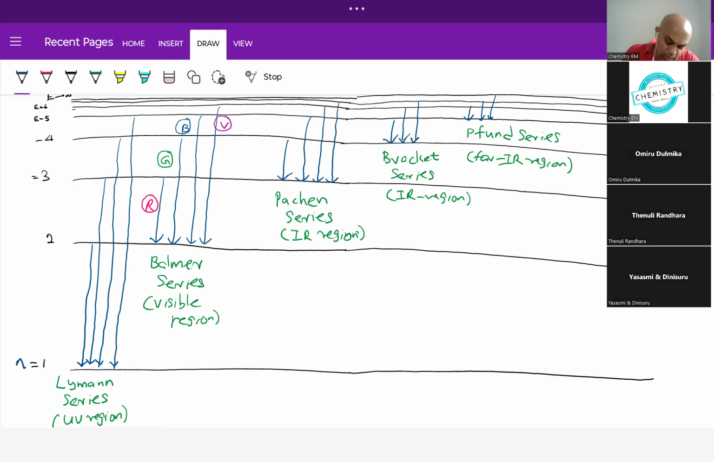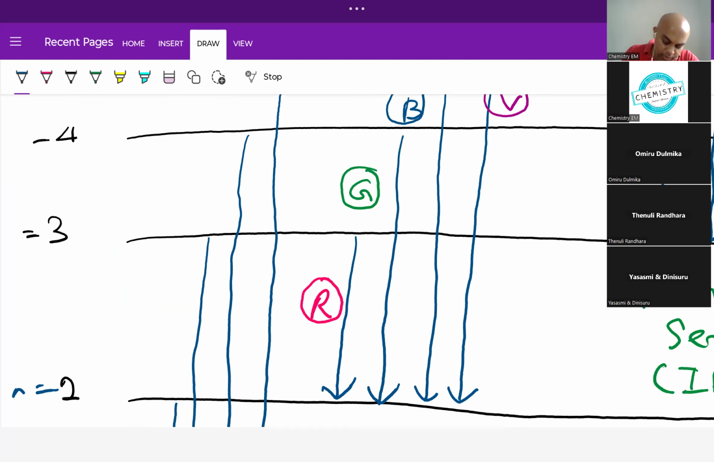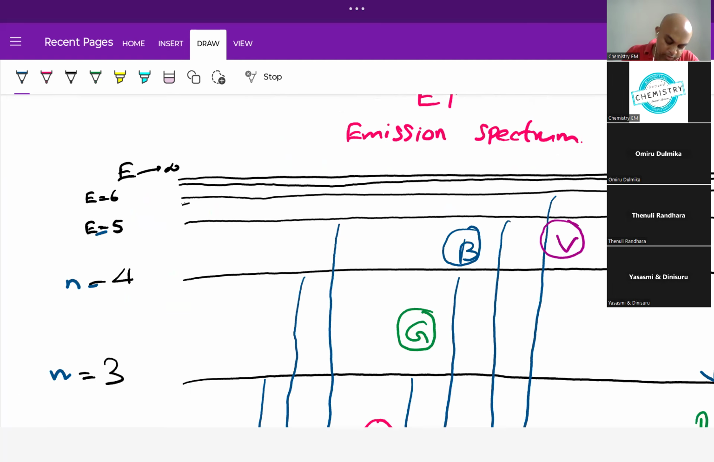So this is N equals 1, N equals 2, N equals 3, N equals 4. This is N equals 5. This is N equals 6.